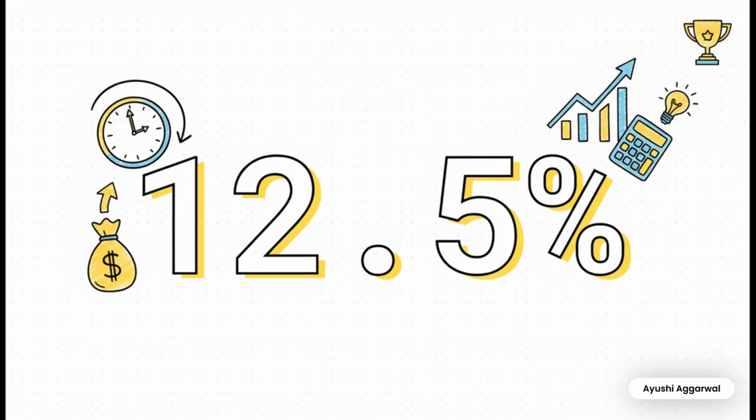But wait, let's try our shortcut, remember? R equals (n minus 1) over T, times 100. So that's 1.5 minus 1, which is 0.5, divided by 4, times 100. And that also gives us 12.5%. Perfect. Same answer, but way faster.